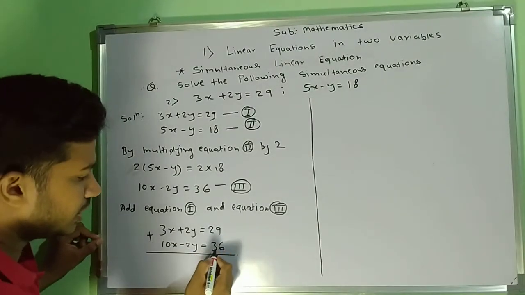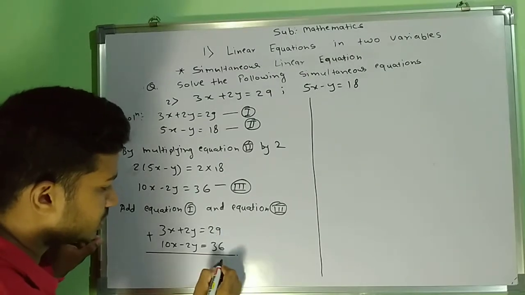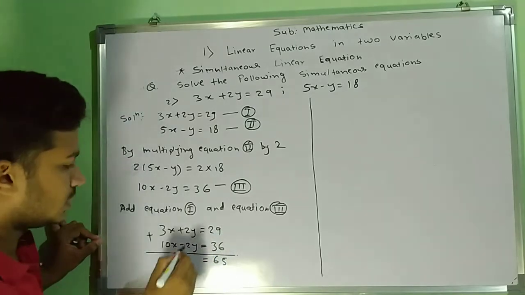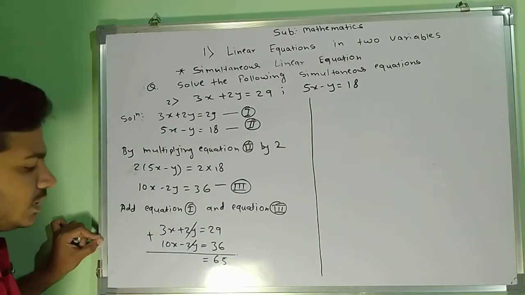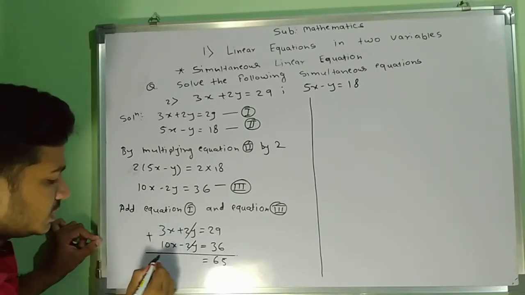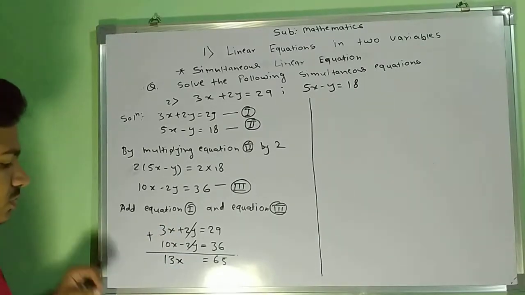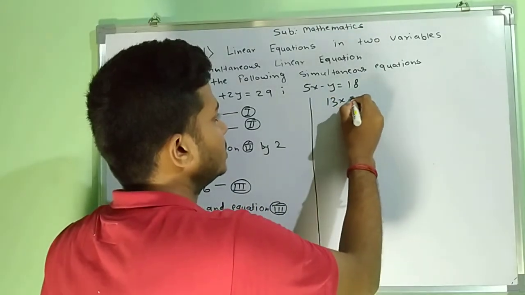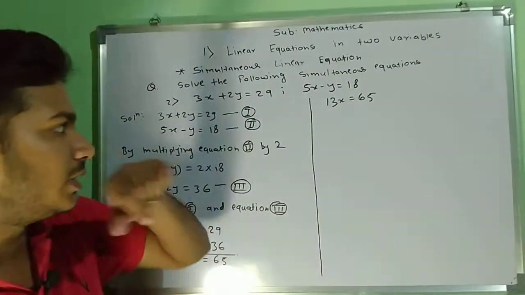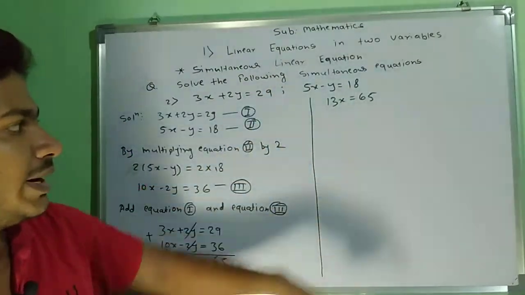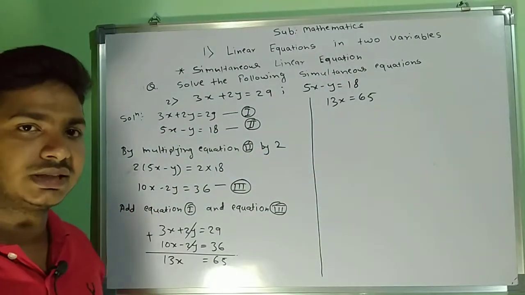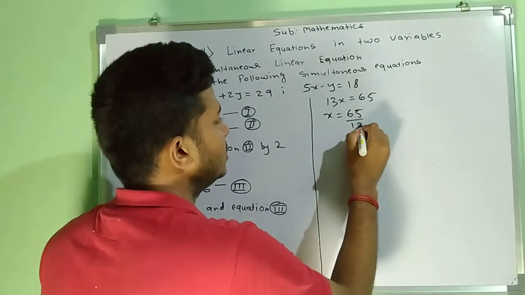Now look, 29 plus 36 will be 65. Now look here, plus 2y and minus 2y, they both will cancel with each other. Now 3x plus 10x will be 13x. So we got 13x is equal to 65. Now here we have to find the value of x. So we will shift that 13 to the right hand side. As the 13 is multiplied with the x, whenever it goes to the right hand side, it will become division. So x will be equal to 65 upon 13.